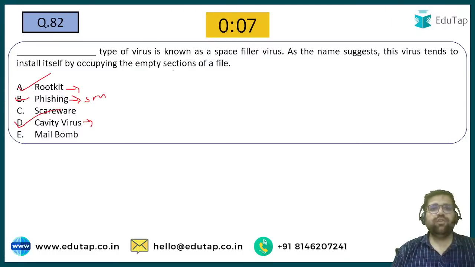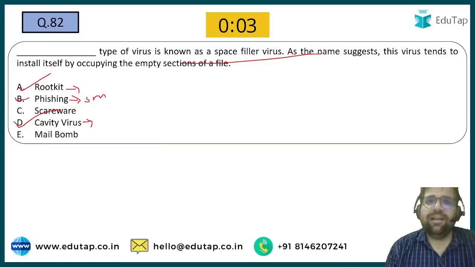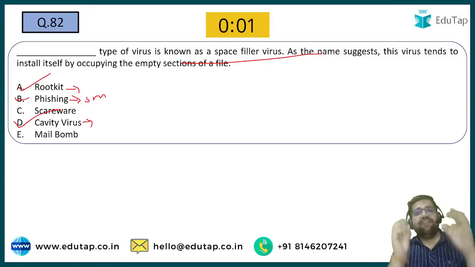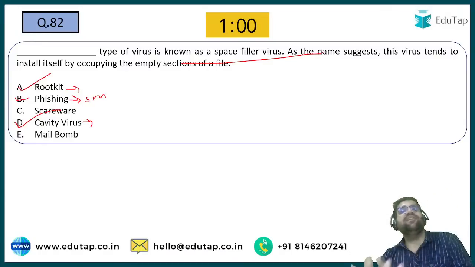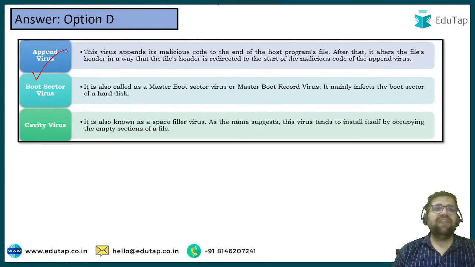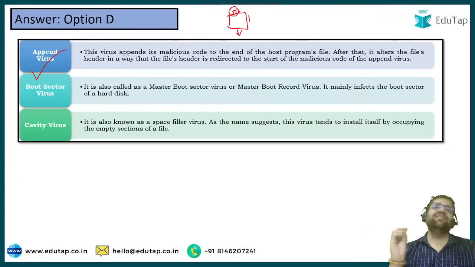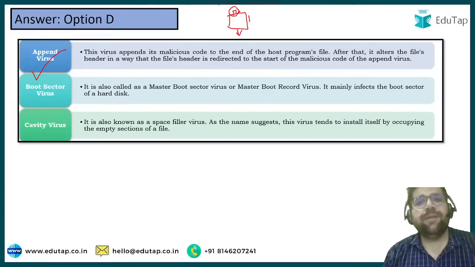Cavity virus is also known as space filler file. So for example, if you have downloaded any infected file and it has a virus in it, then the cavity virus will definitely go into the empty spaces. As simple as that. Now what is append virus? Append virus will come as a free gift. For example, if you are downloading a particular file, the append virus will hide behind it. Once you download the file, you will download the append virus as well. So this is getting appended.